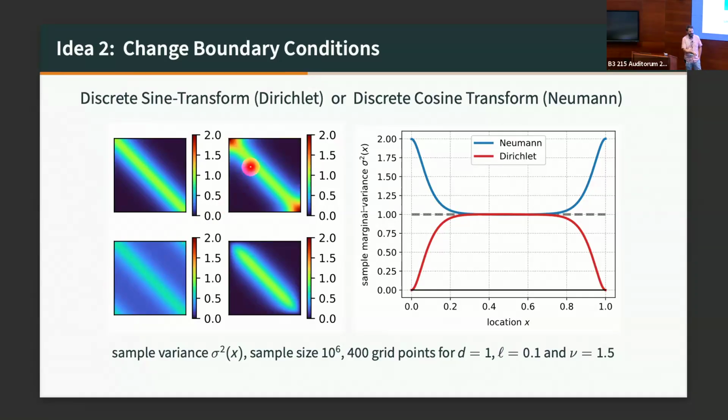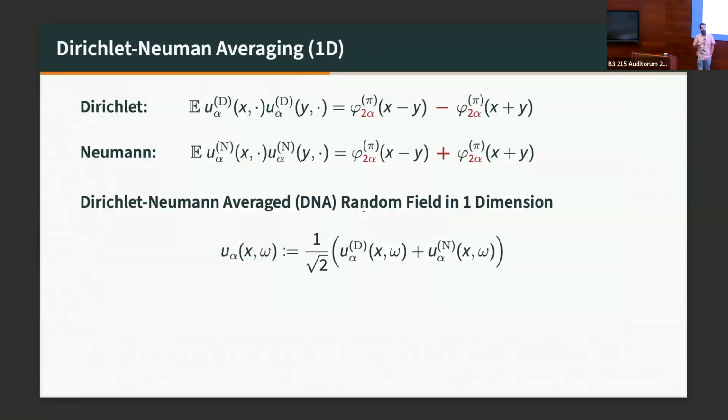But if you now look back at these two and just look at the diagonal, you see that they're literally opposite to each other. The error they make is opposite to each other. And this is not an accident. This is actually what we exploit next, because you can actually explicitly work out the covariance function. This is just 1D for the beginning. You can work out the covariance of these fields with Dirichlet and Neumann boundary conditions. And you see that the perturbing term appears to be exactly the same with different sign.